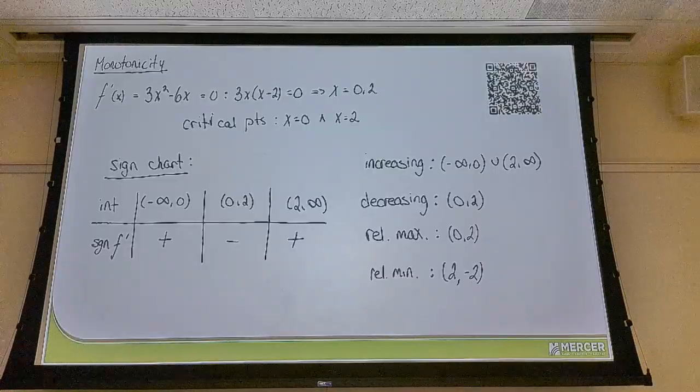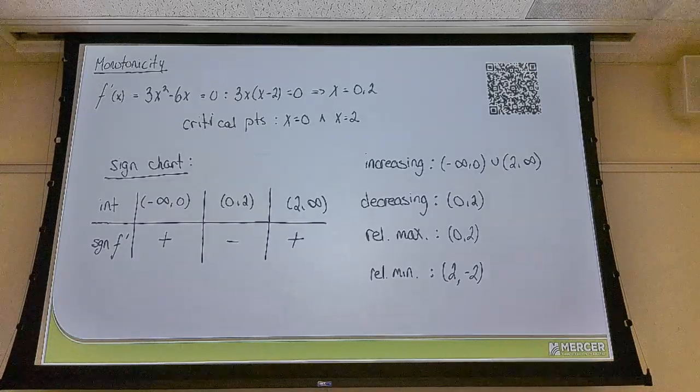Does it change sign again? We're done. That's the full analysis of f prime. That was only half of it. Now we're testing concavity. So this is an analysis of f double prime. What's f double prime? 6x minus 6.